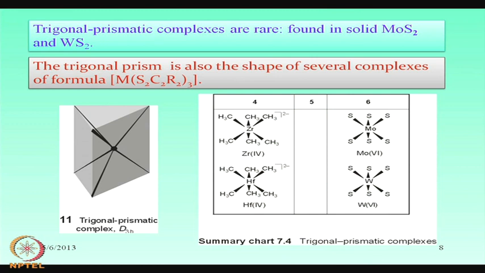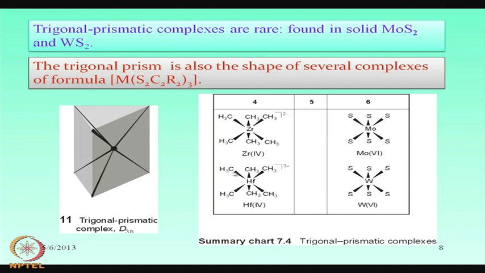A few more examples are of this type, where zirconium 4, hafnium 4 of this group, and molybdenum 6 and tungsten 6 in group 6. Here we are discussing the MoS2 and WS2 molecules. So, we have a trigonal prismatic environment where molybdenum is surrounded by 6 sulfur groups. Here tungsten is also surrounded by 6 sulfur groups.